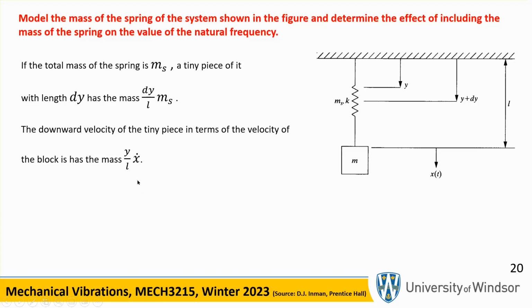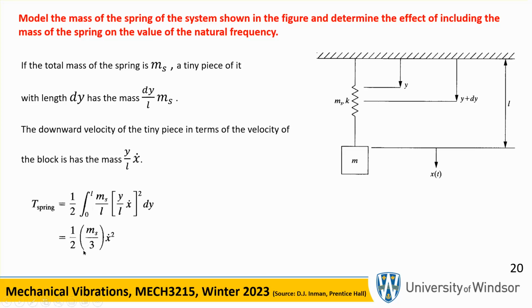So if you want to find the kinetic energy of that, this is the mass of that little piece, this is the velocity of it. So take this mass, multiply by the square of this velocity, and then take a 1/2. So the mass, ms over L dy, times the velocity squared, and you have to do that for every tiny bit of this spring. That means you have to integrate from 0 to L. This is a standard thing for integration.